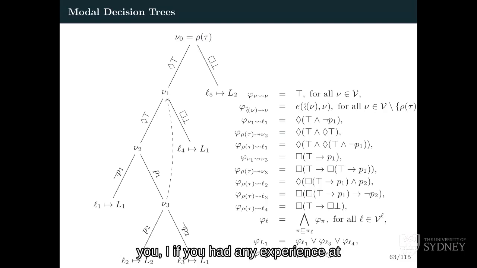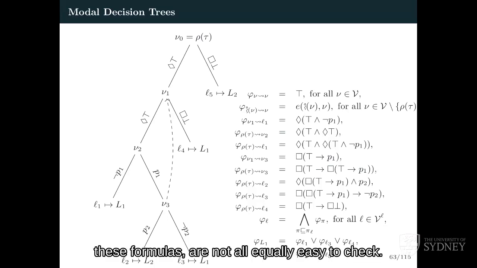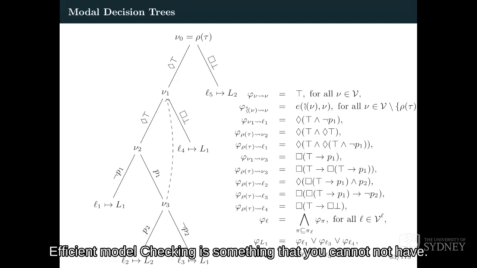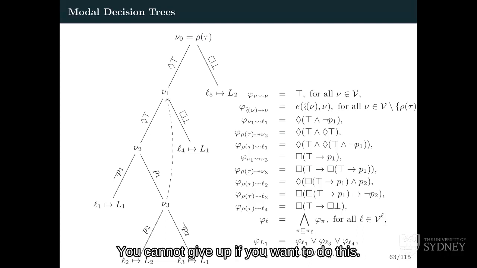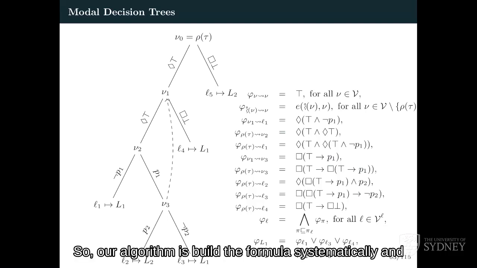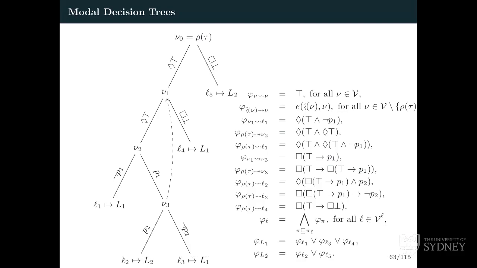Okay, if you had any experience at all in modal logic, you would say these formulas are not all equally easy to check. What did I say day one, hour one? I said, your first take-home message is efficient model checking is something that you cannot not have. You cannot give up if you want to do any symbolic learning at all, in whichever language. So our algorithm is: build the formula systematically and then check it.